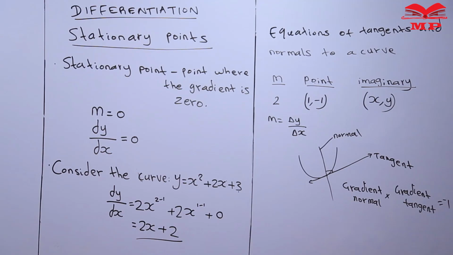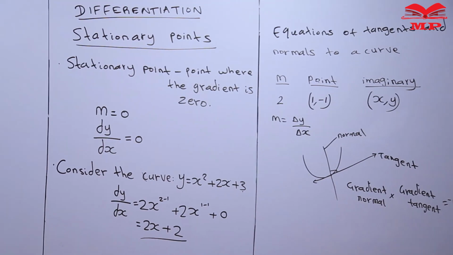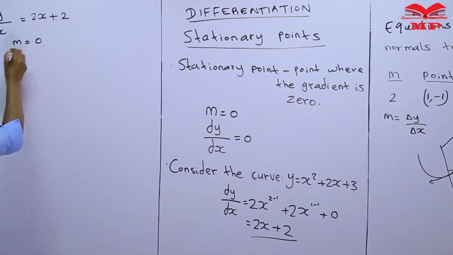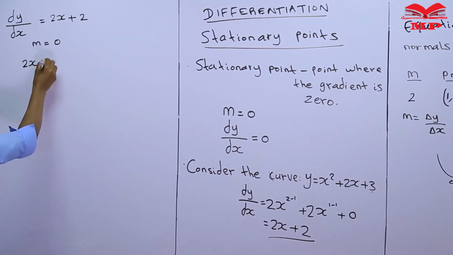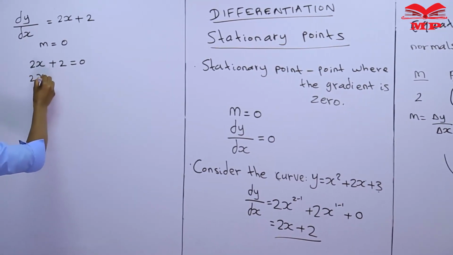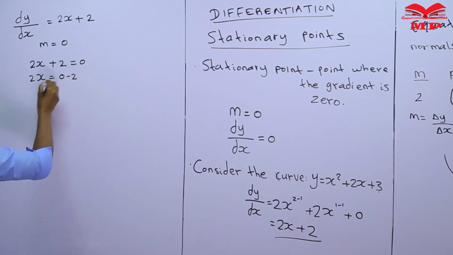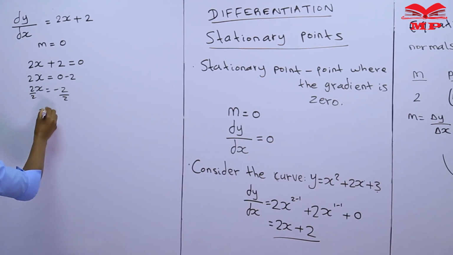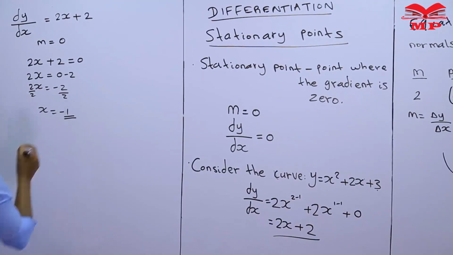So when we have our dy all over dx, we have it as 2x plus 2. So if we equate this to 0, we find the value of x. Therefore, at the stationary point, that is where the gradient is equal to 0, we are going to have 2x plus 2 is equal to 0. Therefore, 2x will be equal to 0 minus 2. So 2x will have negative 2. We divide by 2 by 2. Our x will be equal to negative 1.